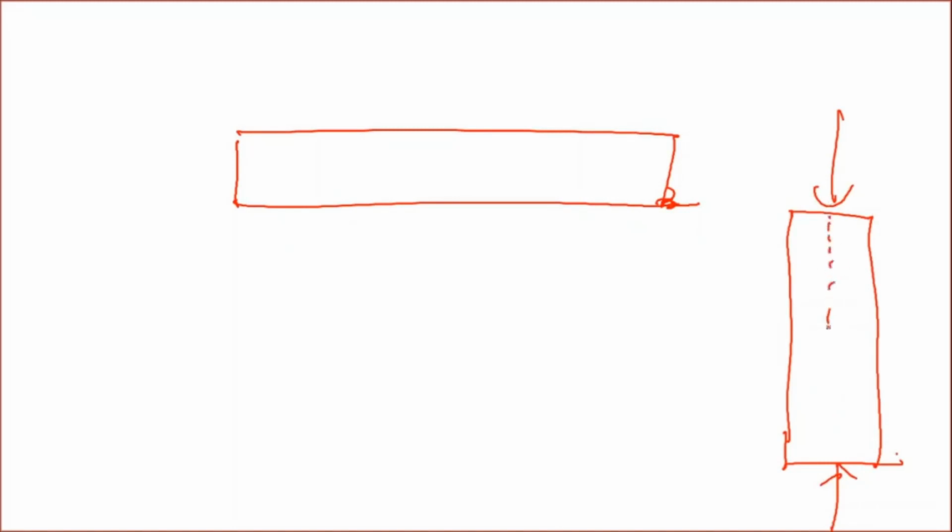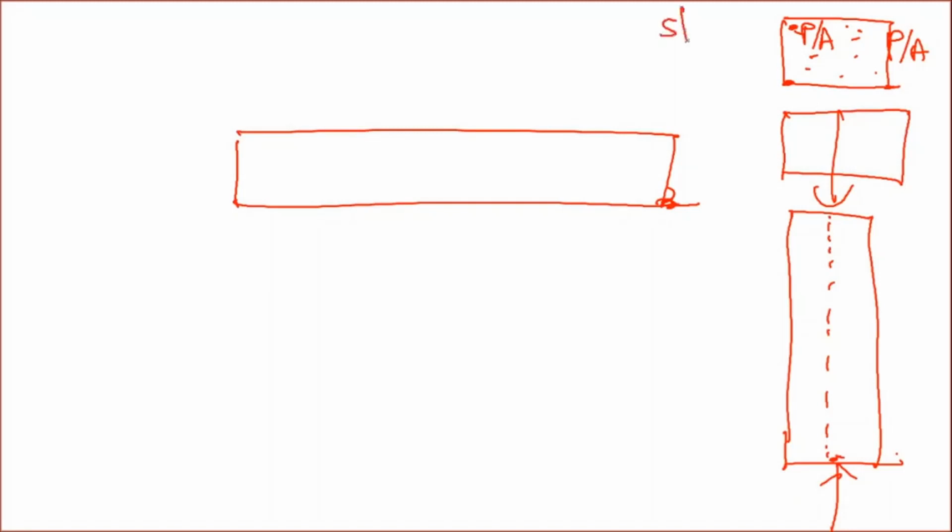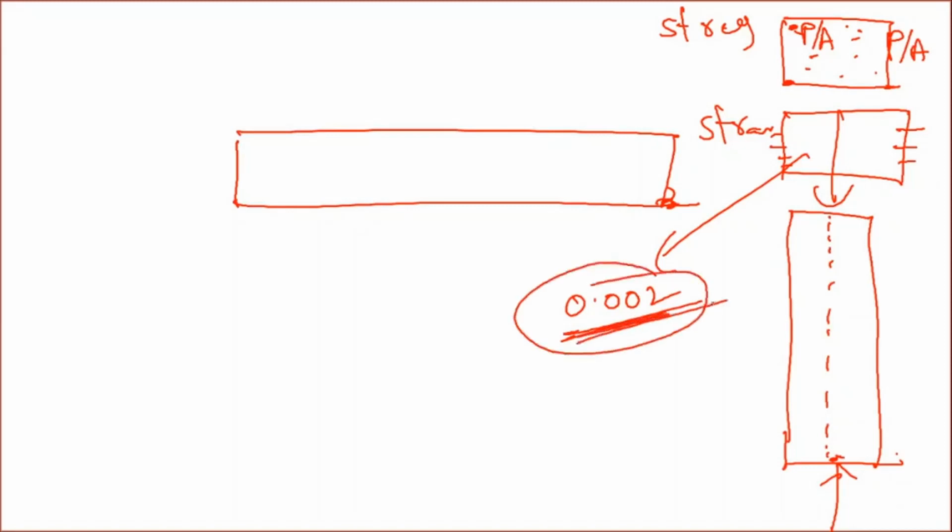Now if the load is concentric here, throughout the section stresses will be same. That means here this is the cross section. Here at this point stress is P by A. At all the points stress will be what? P by A. So when the stress is same, obviously strain will be also same. So this is the stress diagram and this is the strain diagram. At all the points strain will be same, and that strain is 0.002. So in pure axial compression, maximum strain is how much? 0.002.